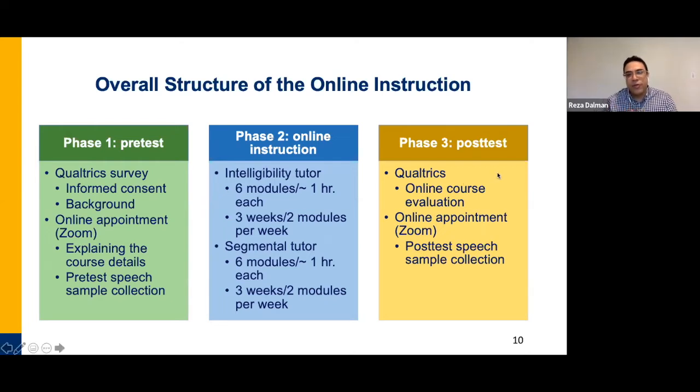And the third phase was the post-test. And similar to the pre-test phase, first I administered an online survey to the L2 learners because I wanted them to evaluate the quality of the online course that they just took. And also I had another online appointment with them through Zoom, and I collected the post-test speech samples.